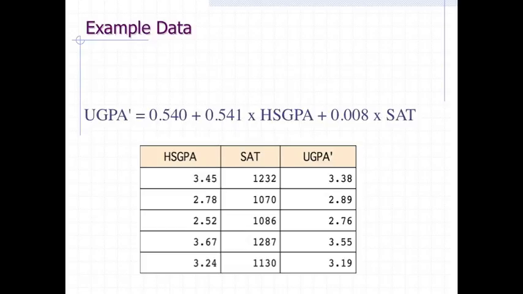The table shows the data and predictions for the first 5 students in the dataset. The values of B, B1, and B2 are sometimes called regression coefficients and sometimes called regression weights. These two terms are synonymous.